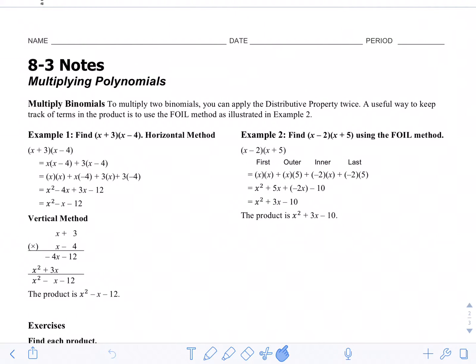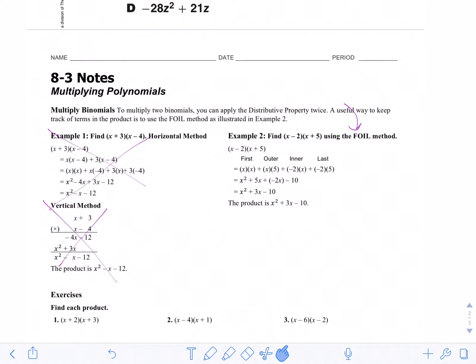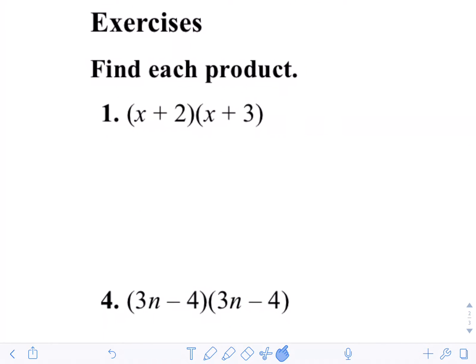This is 8-3 notes. There are two ways I'm going to teach you this. One way is called the FOIL method, which is this right here. You can ignore this vertical and this horizontal method. I'm just going to show you how to do it another way. It's called the box method. So let's go ahead and get started with the exercises.